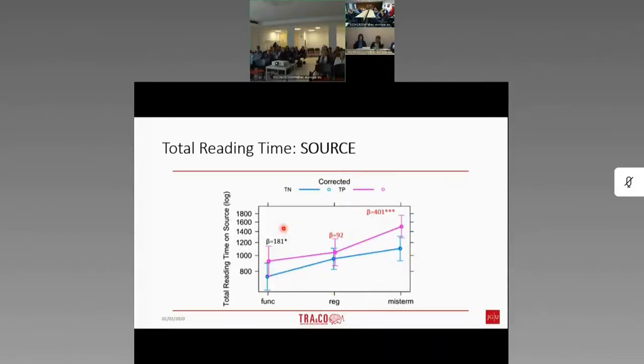And then we also have the source text reading times, and there we do get a difference. That was significant. For function words, participants did go back for about 181 milliseconds more than they would otherwise. And for misterm, quite a bit more, 400 milliseconds. For register errors, there's no significant difference between the reading times on the correct aligned source word and the incorrect aligned source word, which of course were identical in the text. So the correct and incorrect source word was the same, it's only the target that differs. So here we do get a difference, which is what you would expect anyway.